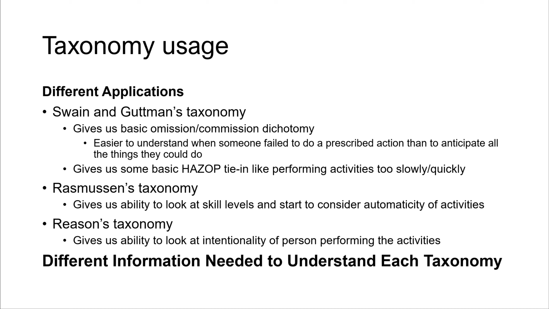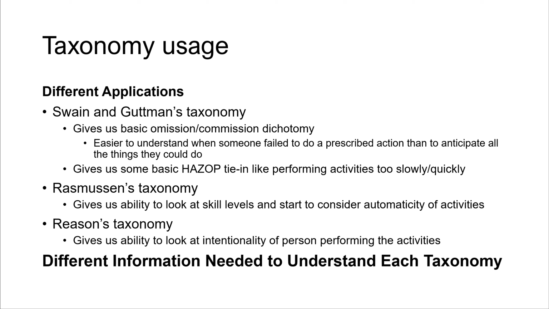it's easier to understand when something failed to do a prescribed action than to think about all of the potential things they could do. It also has some valuable tie-ins to other methods like HAZOP or some of the OSHA methods that maybe use this error of commission dichotomy. Rasmussen's taxonomy gives us the ability to look at skill levels and to start exploring automaticity and training in a way that Swain and Gutman's doesn't.